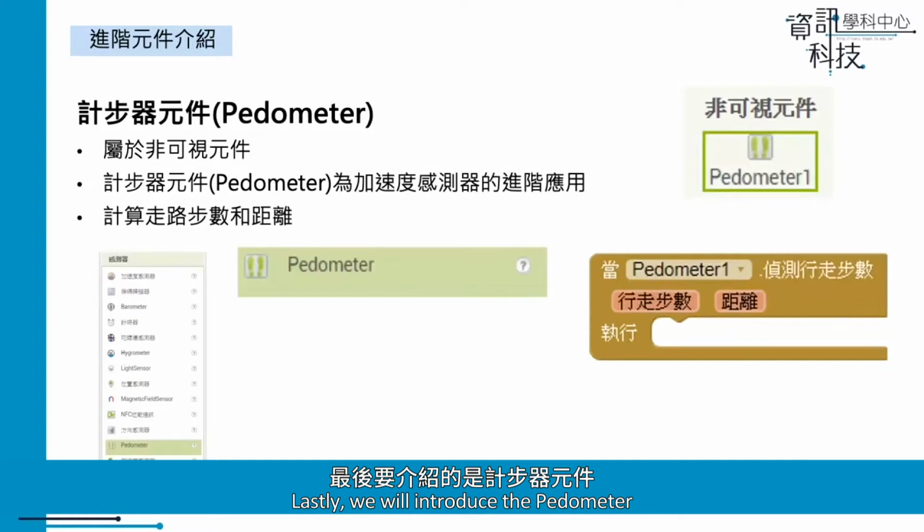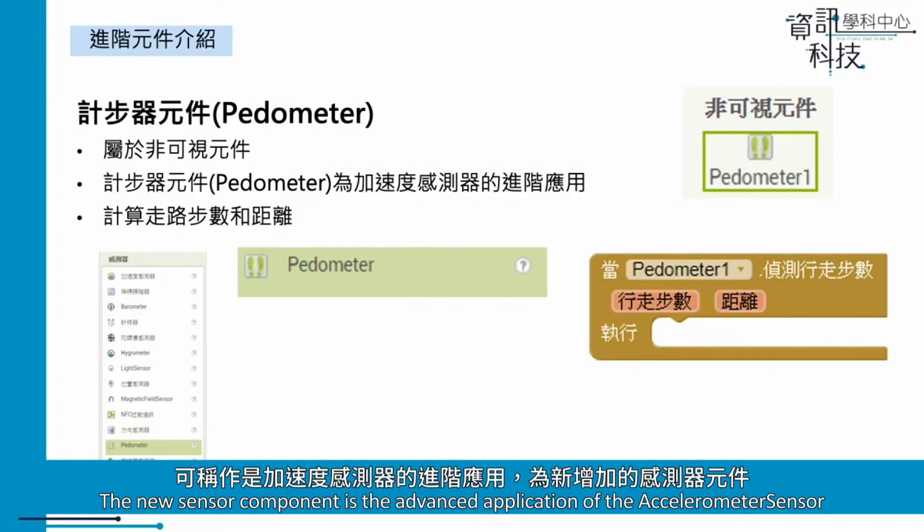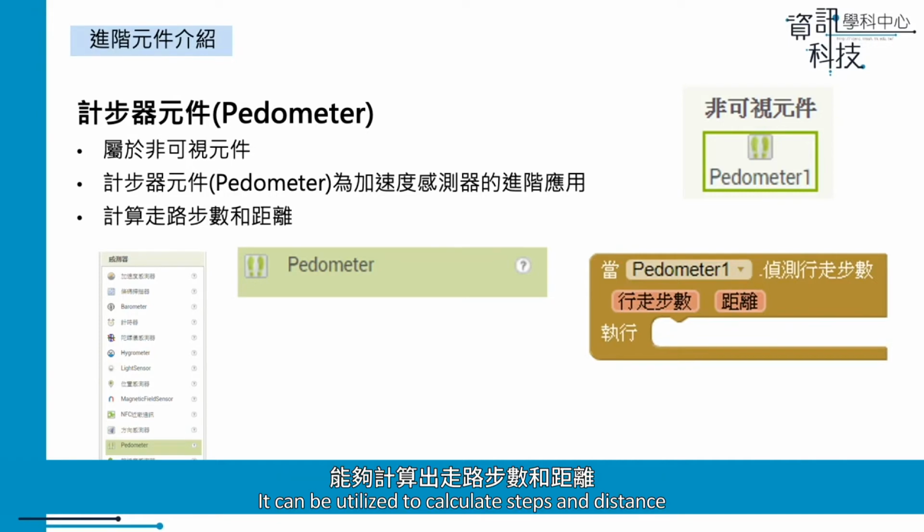Lastly, we will introduce the Pedometer, which is also a non-visible component found under Sensors. The new sensor component is the advanced application of the accelerometer sensor. It can be utilized to calculate steps and distance.